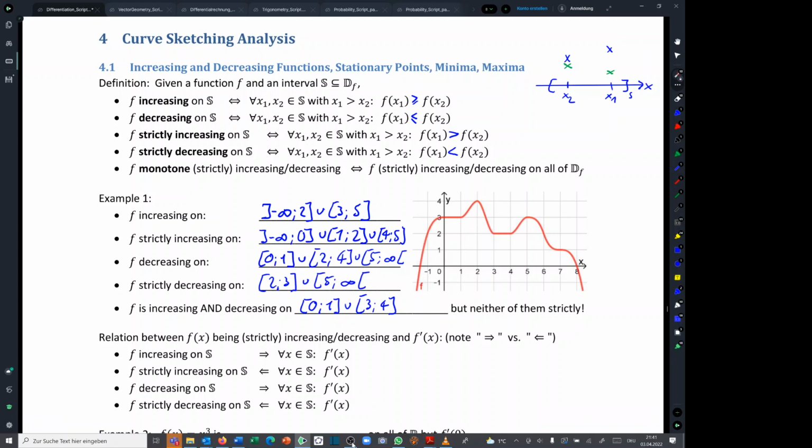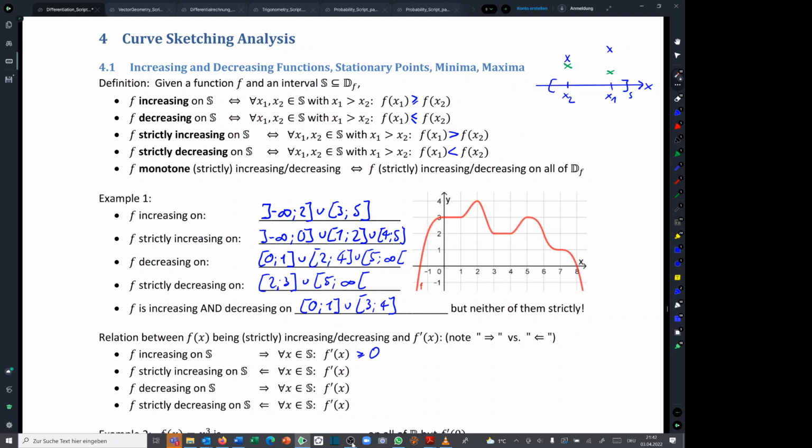Now, what we are really interested in is to find the relation between the statement that f of x is strictly or non-strictly increasing or decreasing and f dash of x. So if we know that f is increasing on S, what can we say about f dash of x? Think about it. Well, we know that f dash of x is larger or equal to 0 all over here, where it is increasing.